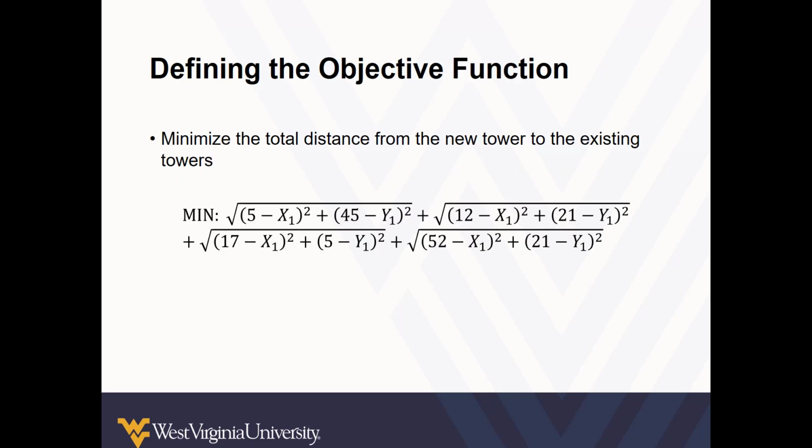Next, we define our objective function. The objective in this problem is to minimize the total distance from the new tower to each of the existing towers, defined as the equation on this slide, where the Euclidean distance between the different towers is minimized. The first term in the objective calculates the distance from the tower in Cleveland at xy coordinates 5 and 45 to the location of the new tower, whose location is defined by the values x1 and y1. The remaining terms perform similar calculations for the towers in Akron, Canton, and Youngstown.